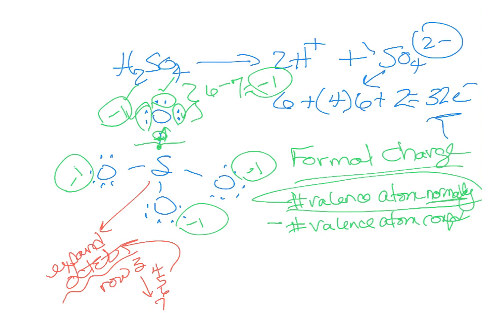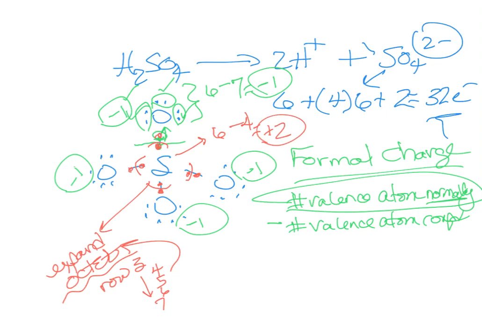Let's see what the formal charge is on sulfur. Well, sulfur is in the same group as oxygen, so on its own as an atom it has 6 valence electrons. How many valence electrons does it have in this compound? Well, it doesn't have any lone pairs. It only has 4 single bonds, and it only gets 1 electron from each of the shared covalent bonds. So in this compound, sulfur only has 4 valence electrons. So sulfur has a formal charge of +2. All right, so that's not good.